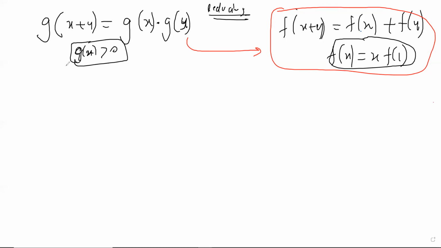Now you can prove that g(x) is positive. That I will leave to you. You can prove it roughly, more or less. You can put x equal to y and show something. But even if you don't do that, we can go to the next step, because we have to get into the solving.